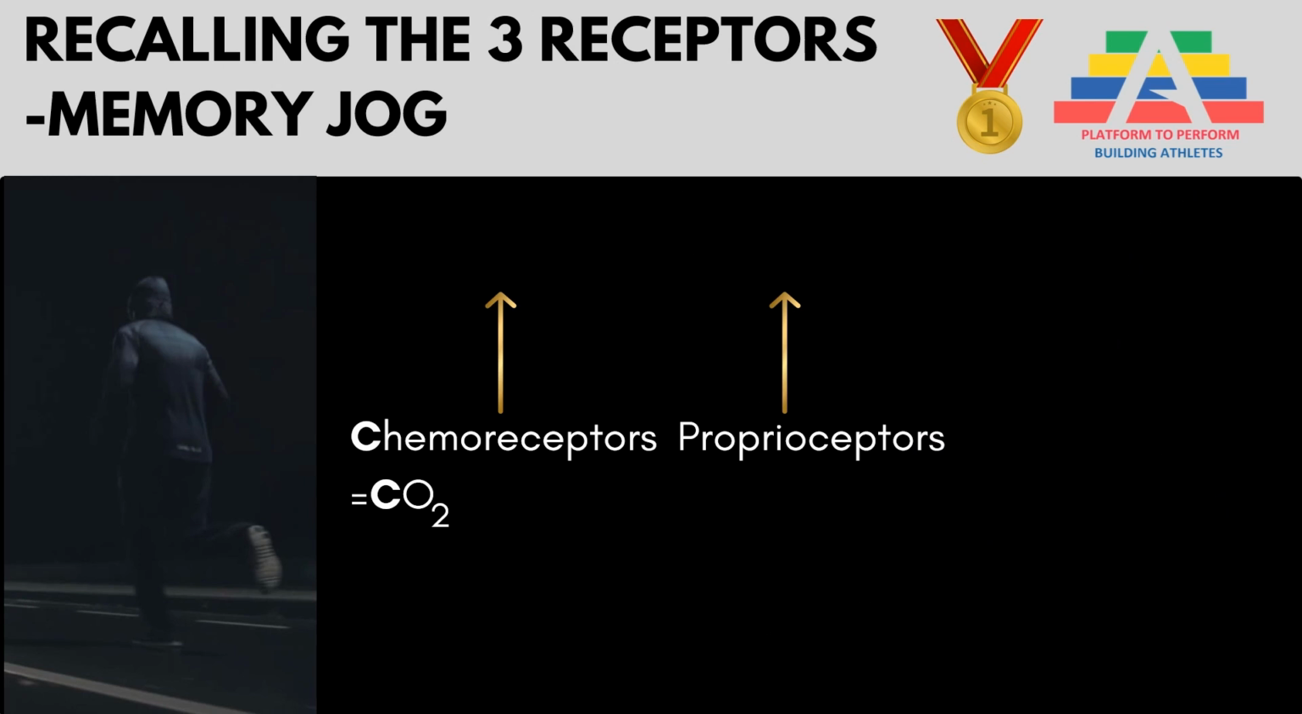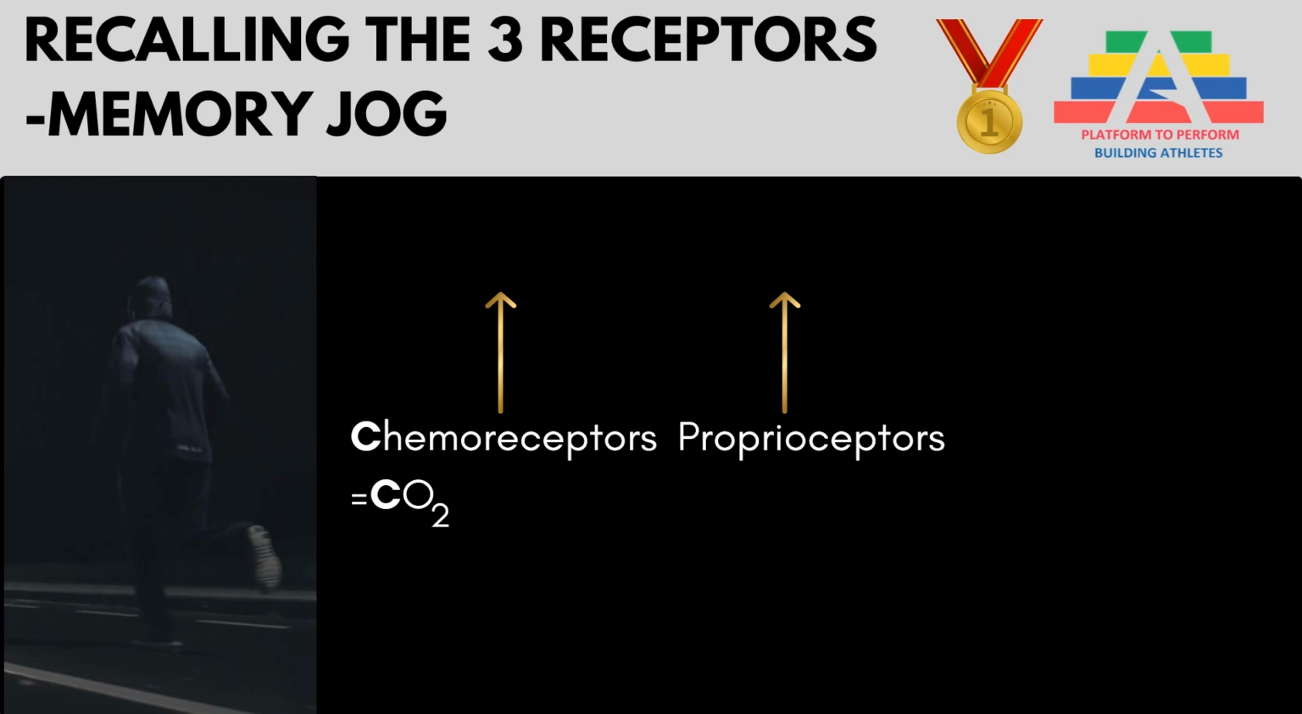Anytime our carbon dioxide is increased, then we need to increase the heart rate to get oxygen to that working muscle to help counteract that. The next set of receptors that we have are called proprioceptors. Now, proprio means one's own, and seption or septors means perception. So proprioceptors literally translates to one's own perception.